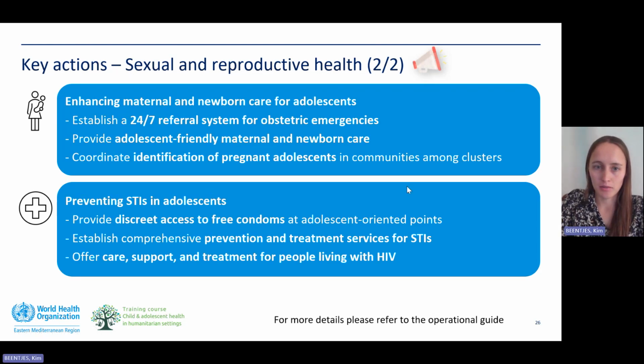Then the next one is enhancing maternal and newborn care for adolescents. Make sure there's a 24/7 referral system for obstetric emergencies and provide adolescent-friendly maternal and newborn care, while coordinating identification of pregnant adolescents in community among the clusters. Then on preventing STIs in adolescents, provide discreet access to free condoms at adolescent-oriented points, and establish comprehensive prevention and treatment services for STIs. And this also includes offering care, support, and treatment for people that live with HIV.